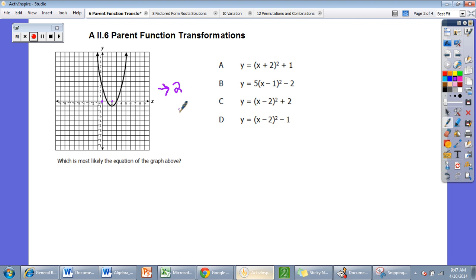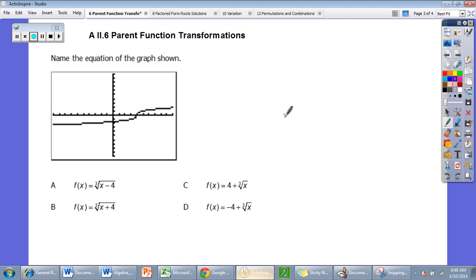So I know that's going to be inside with the x, and it's going to be a negative. So I'm automatically ruling out these 2 answer choices, because I know it has to be x minus 2, because I'm shifting to the right 2 units. And then I also shifted down 1 unit, so that means it has to be minus 1 at the end, so that's answer choice D. Now, like I said, I would also graph this on my graphing calculator and match that up with this and make sure it looked exactly the same, because I have that tool, so why not take advantage of it?